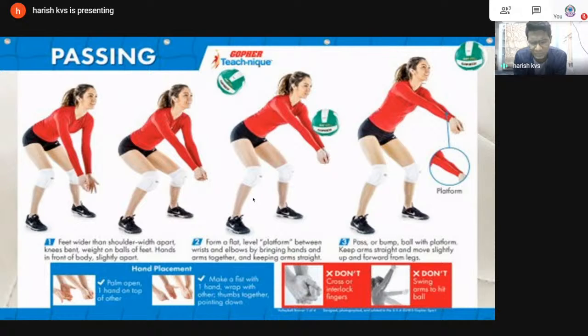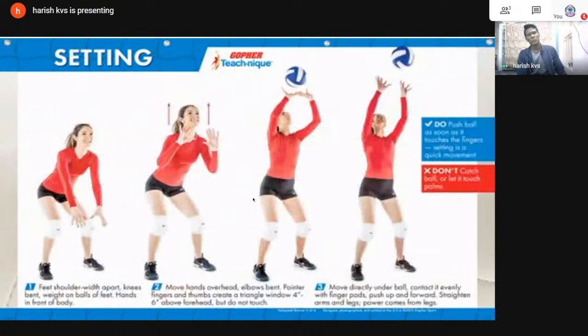Volleying of the ball is one sort of pass where you pass the ball using both of your hands very close to each other, and you are arranging a platform for yourself where the volleyball can be placed on your arms. So this is a proper kind of passing that needs to be done in volleyball. So once again, setting.